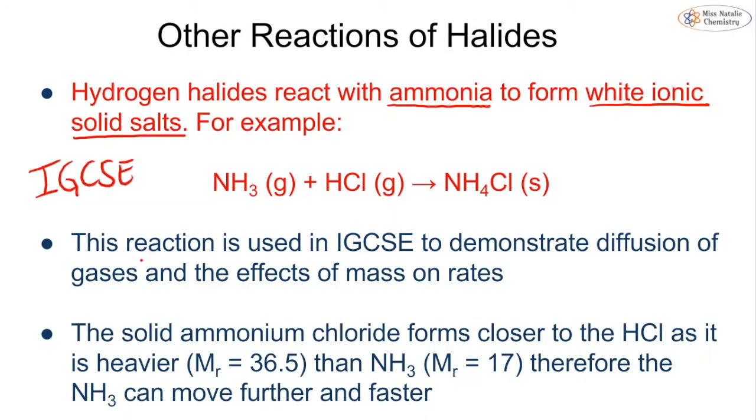And it's specifically the reaction to form the ammonium chloride from ammonia and hydrogen chloride. And we can use this to demonstrate the diffusion of gases. So the ammonium chloride solid is going to form closer to the HCl because it is heavier than the NH3, so the NH3 can move further and faster.